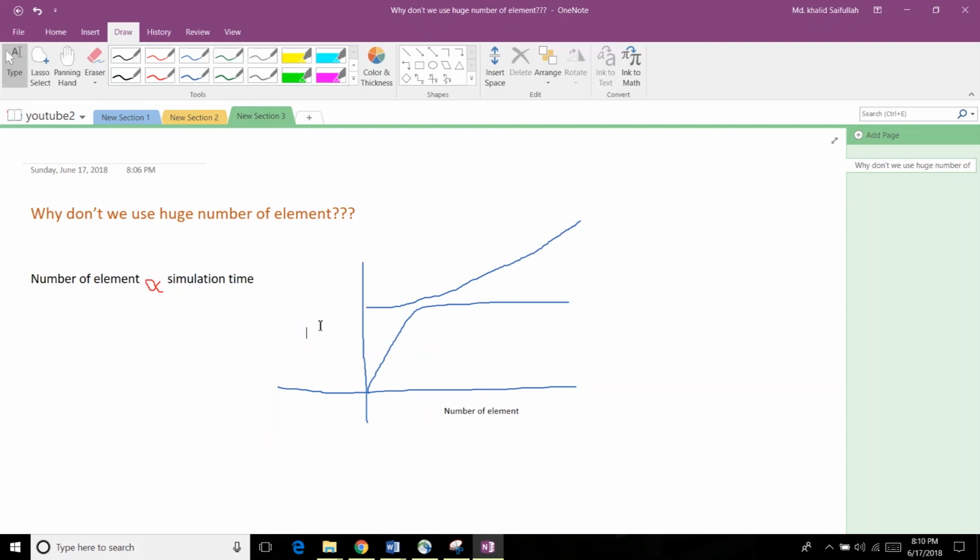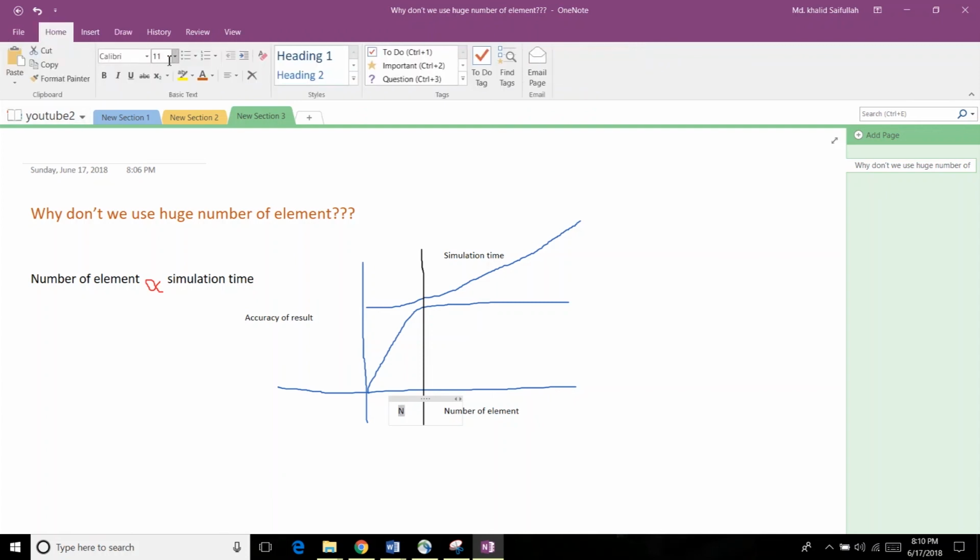On the x-axis we have the number of elements, on the y-axis we have accuracy. You can see that after a certain number of elements the accuracy is constant. On the other hand, the simulation time is increasing exponentially. To get the optimized element number, we draw a line that has the least simulation time, higher accuracy, and the least number of elements. That's the number of elements we want.